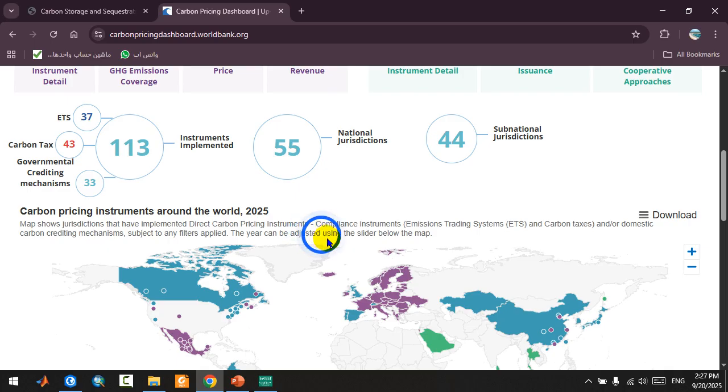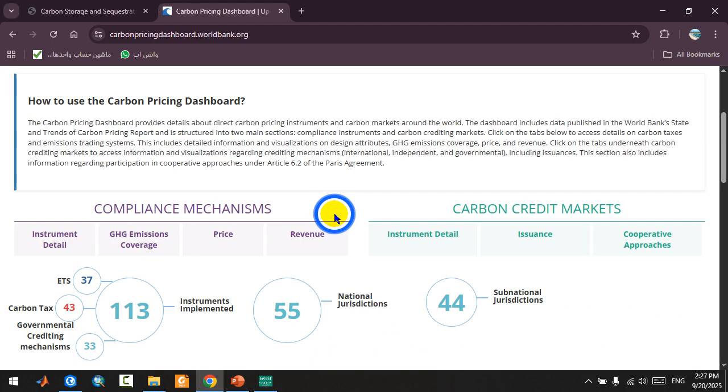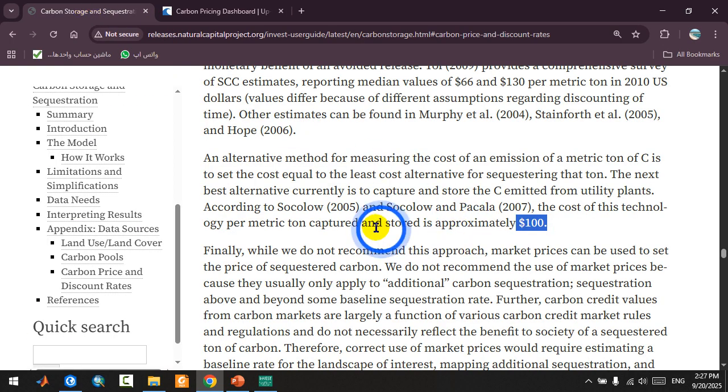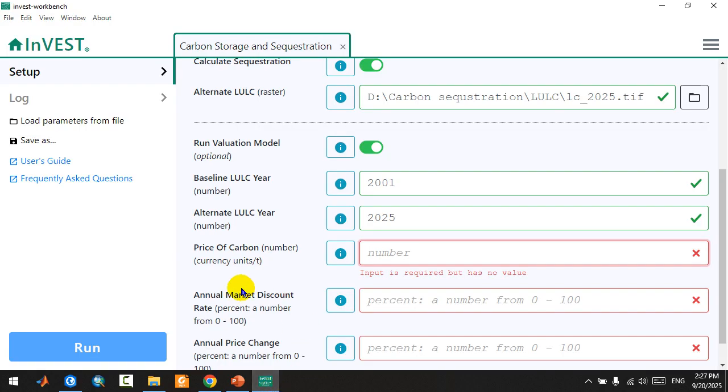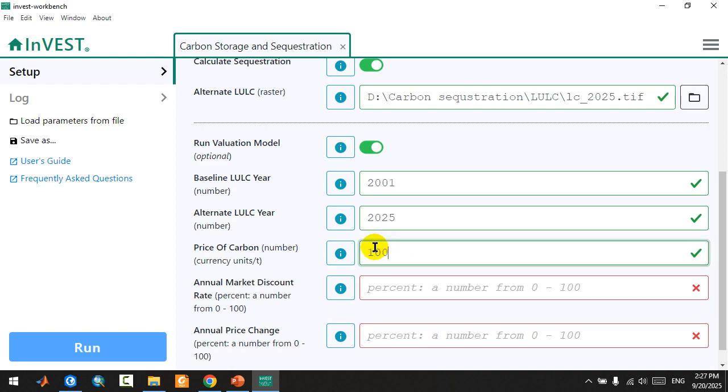I think in 2025 the carbon price for capturing carbon is $342. But in the InVEST software, it says the cost of this technology per metric ton of capture and storage is approximately $100. Okay, no problem. The price of carbon is $100.